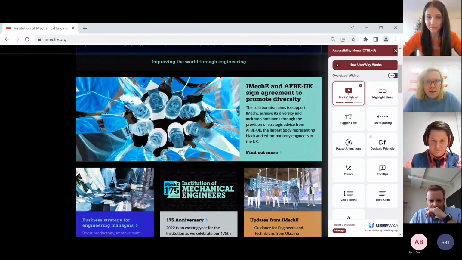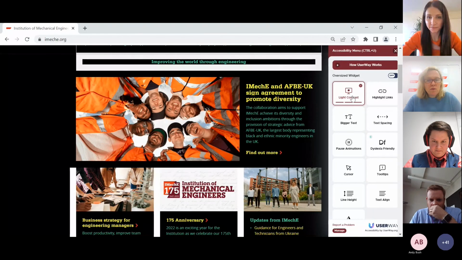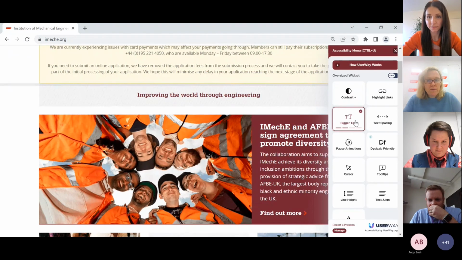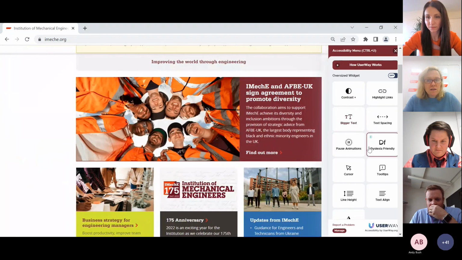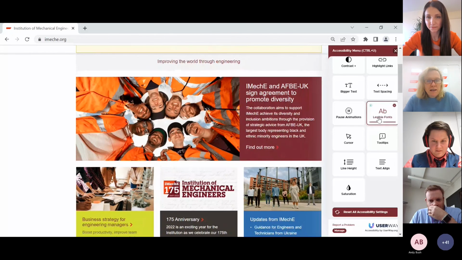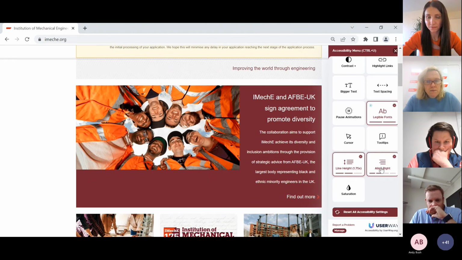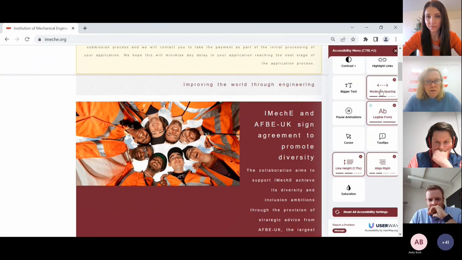As Christina shows, there's contrast, dyslexia-friendly fonts, animations, line height, text align. So this is on the front of our web page, and it appears on every page, and that's great.